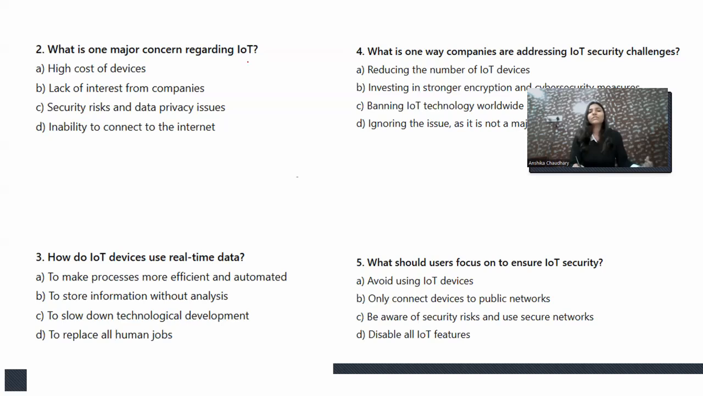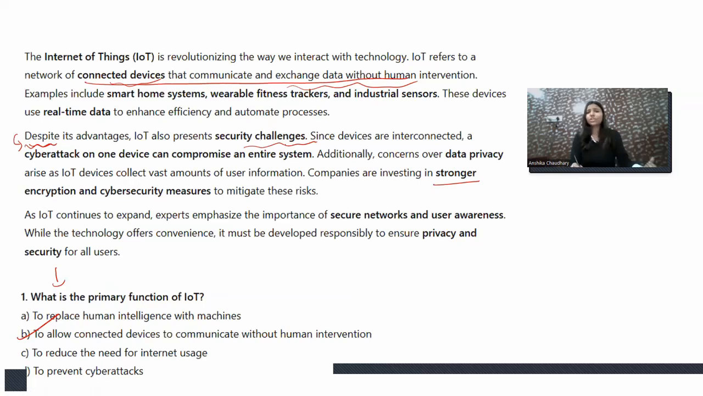What is the one major concern regarding IoT? In the first paragraph, we discussed the applications or advantages of IoT. The next paragraph, starting from "despite", mentions the challenges of IoT, right? And what were these challenges? Basically, security and data concerns. So security risk and data privacy issues are there. See, data privacy arises as IoT devices collect vast amounts of user information, and all these devices are interconnected. So if one device is in danger, the entire system can be in danger, right? So this is how we can mark it.